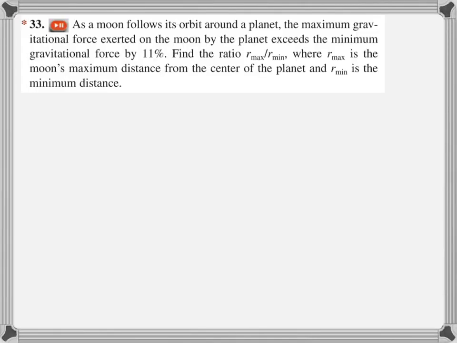Okay, for this one we've got question number 33. It says, as the moon follows its orbit around a planet, the maximum gravitational force exerted on the moon by the planet exceeds the minimum gravitational force by 11%. Then they want you to find the ratio of R max over R min, where R max is the moon's maximum distance from the center of the planet, and R min is the minimum distance.